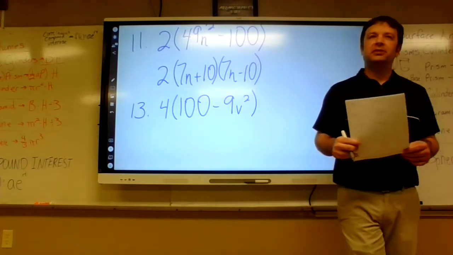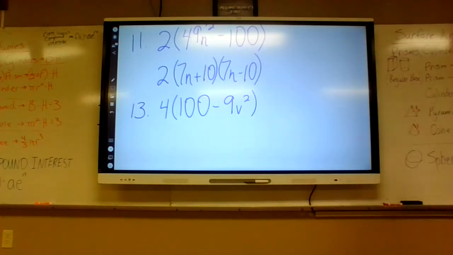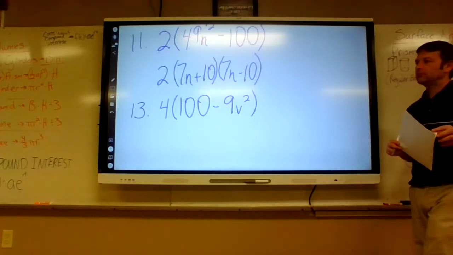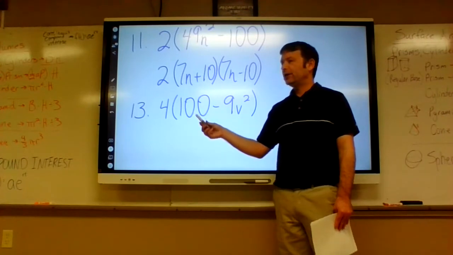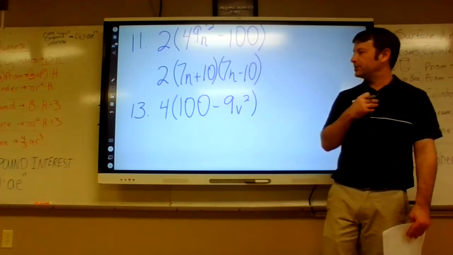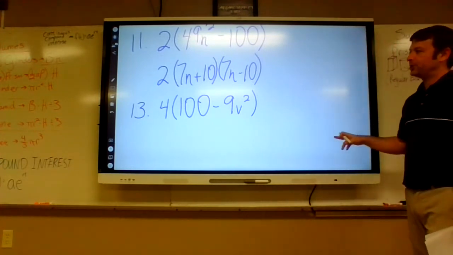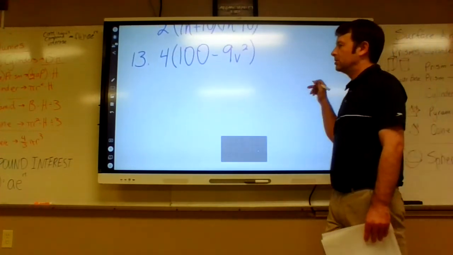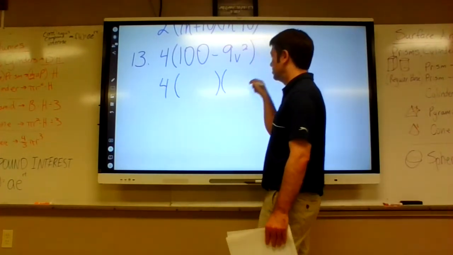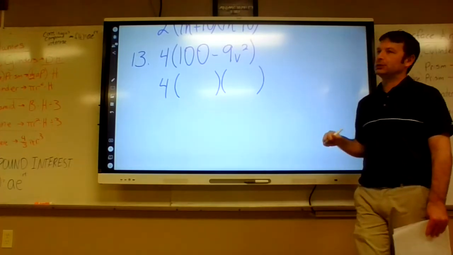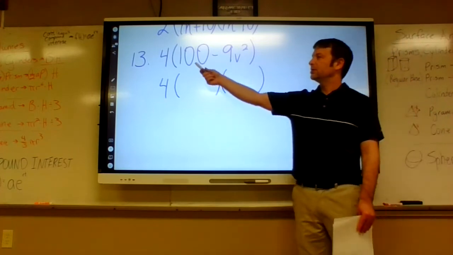Does anything go into 100 and 9 that we should have taken out of those? The only thing that goes into 9 is 3, right? And 3 and 9 don't go into 100. So anyway, that's it. Can I do anything with the parentheses there? Is it a square minus a square? Yes. So what's going to go in the front? 10. 10 and 10.